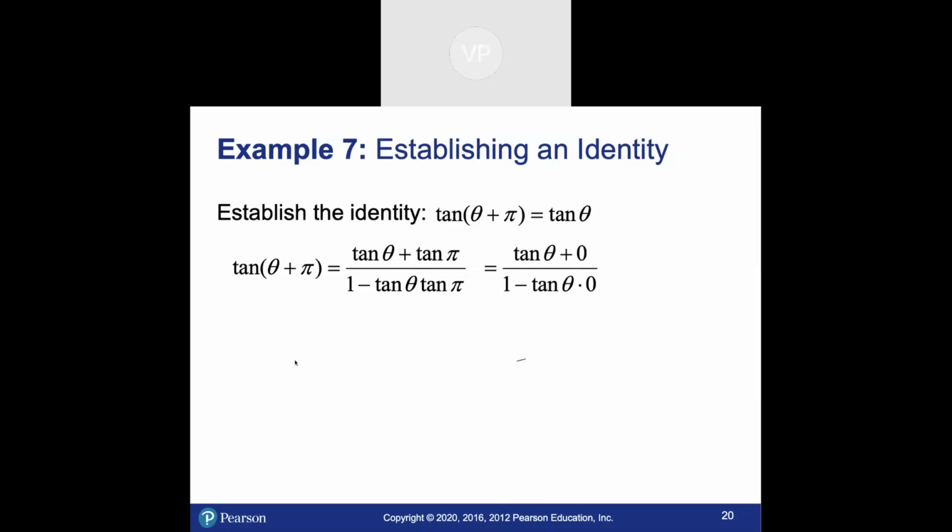Remember, tangent is sine over cosine, and the sine of pi is 0. So you essentially have a 0 over negative 1, which is a 0. So the tangent of theta plus 0 over 1 minus the tangent of theta times 0. So that's going to cancel off. And we get just the tangent of theta over 1, which is just tangent of theta.